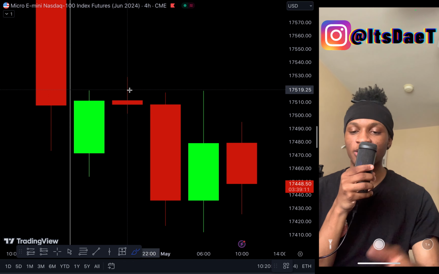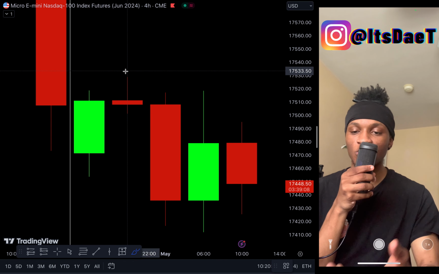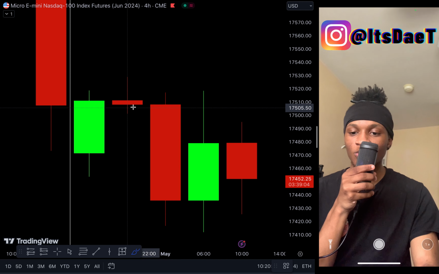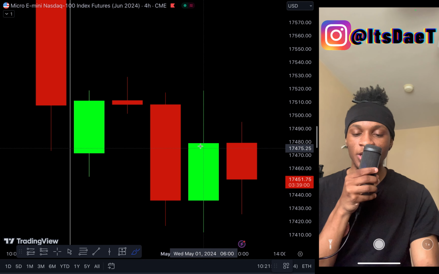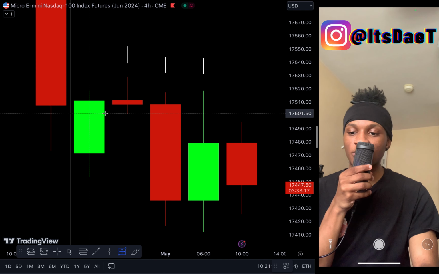candle. So on Nasdaq, the 4 hour time frame, what candles are we going to be doing our analysis on? The 10 p.m. candle, which is right here, the 2 a.m. candle, which is right here, and then the 6 a.m. candle, which is right here. As you can see, these candles do overlap each other.